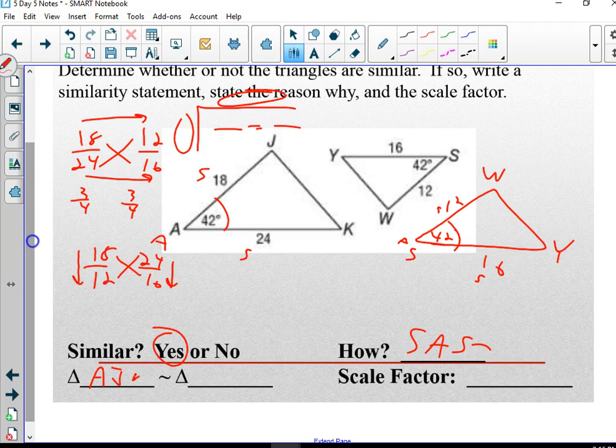AJK and SWY, same order. Scale factor. Now notice I went AJK, so the bigger one to the smaller one. So I'm going to say 4 to 3, not 3 to 4.